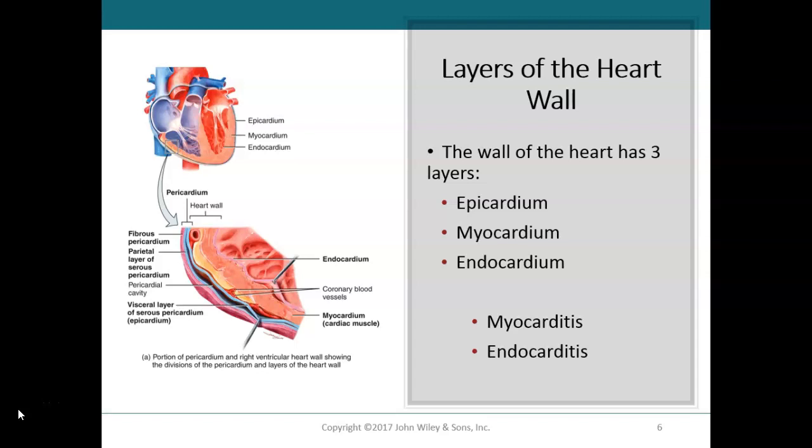Myocarditis: muscle, heart, inflammation. So myocarditis is an inflammation of the myocardium that usually occurs as a result of a complication of a viral infection or rheumatic fever, or even exposure to radiation or certain chemicals or medications. Often, though, myocarditis has no symptoms.